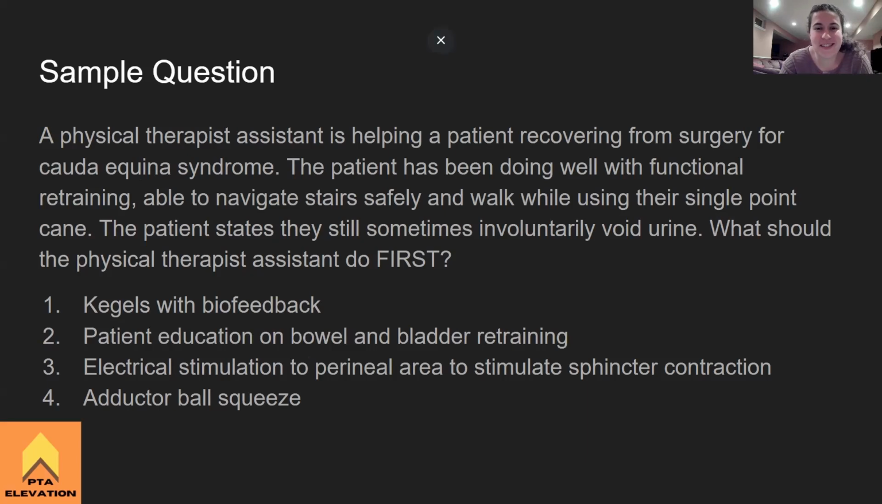A physical therapist assistant is helping a patient recover from surgery for Cauda equina syndrome. The patient has been doing well with functional retraining and is able to navigate stairs safely and walk while using their single point cane. The patient states that they sometimes involuntarily void urine. What should the physical therapist assistant do first?